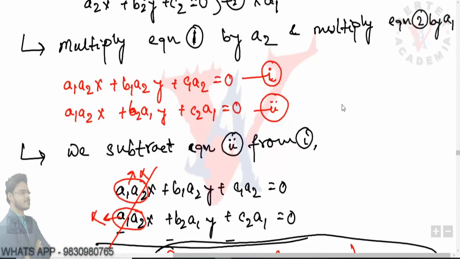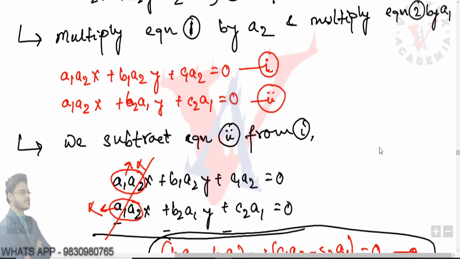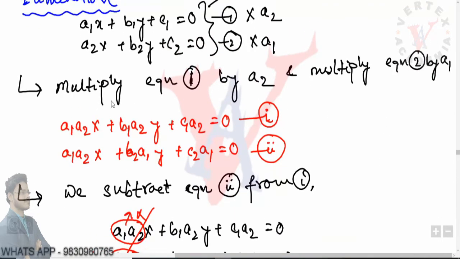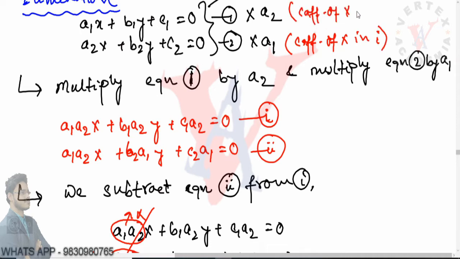Now what I have shown here is that we are multiplying equation 1 by a2 and equation 2 by a1. That is, in this particular case we are multiplying each equation by the coefficient of x in the other equation. Now we can do the opposite thing also.